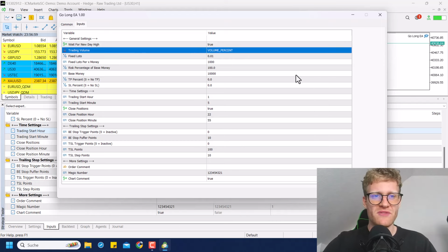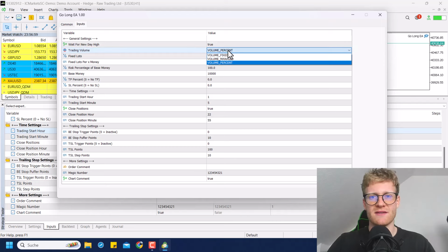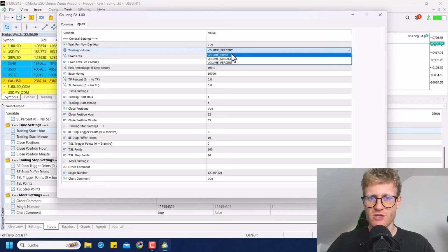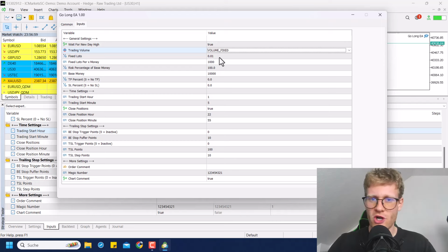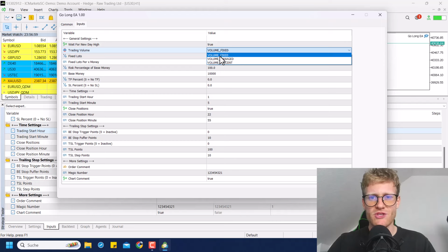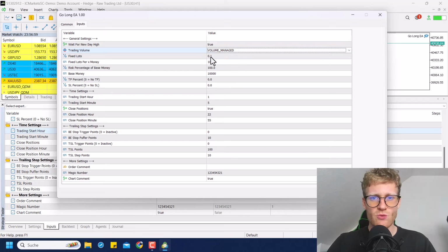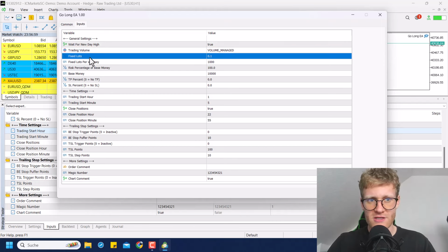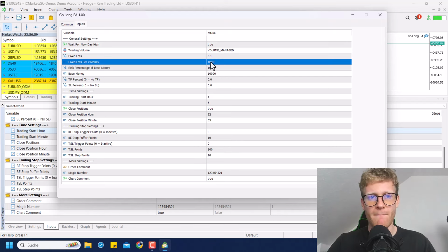Then we do have different inputs for the trading volume. And in fact, we have 3 different inputs. We can say we want to trade a fixed volume every single trade. If we select this, it will open the fixed lots here, so this input is for every single trade. But if we choose volume managed, it will open the fixed lot input multiplied by every $1,000 in your account.